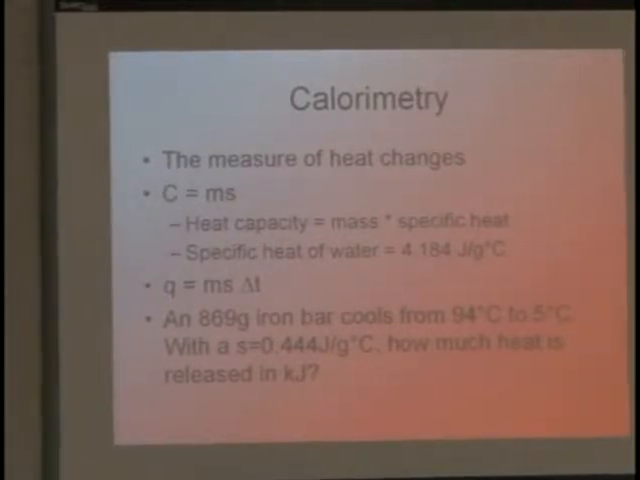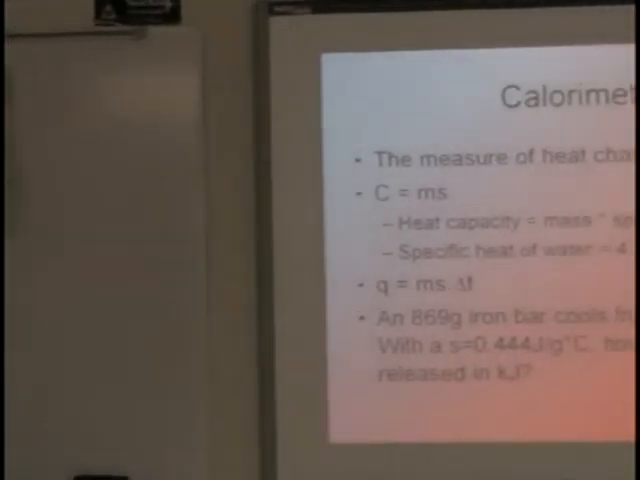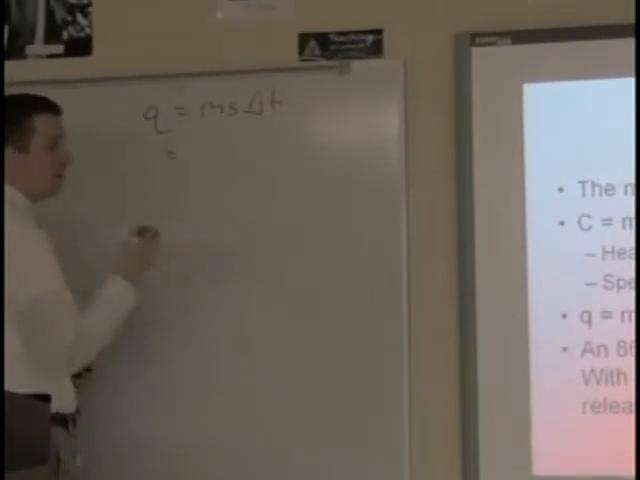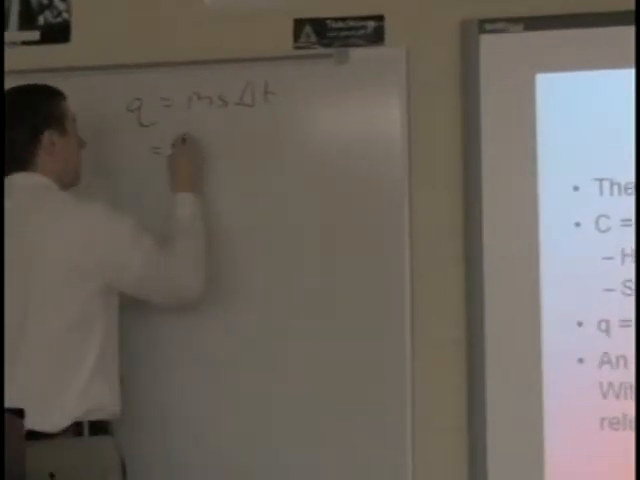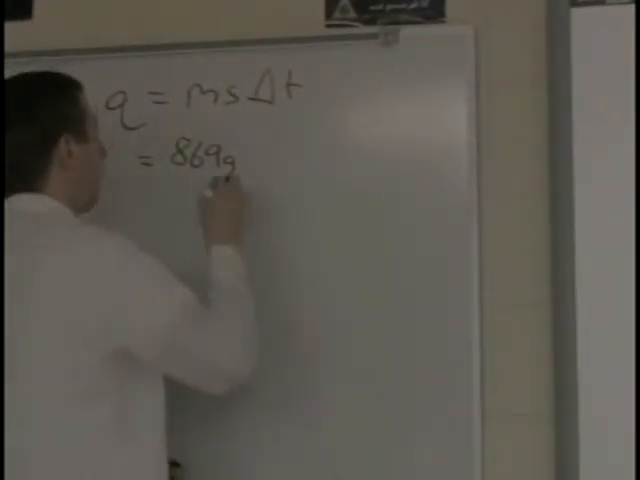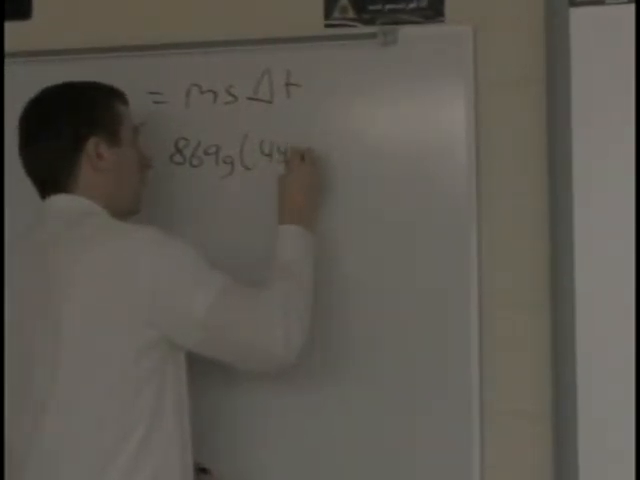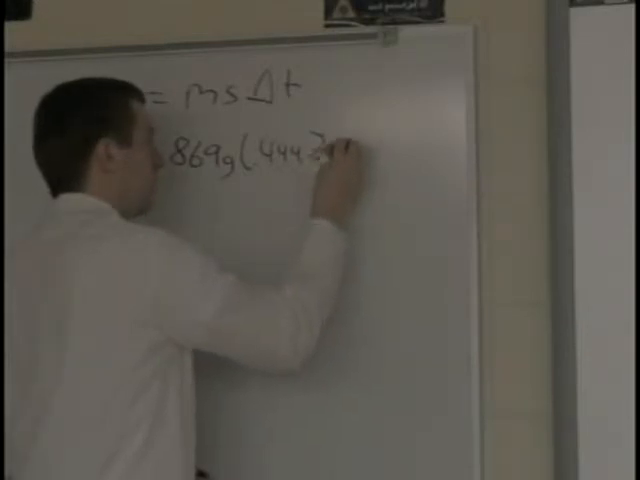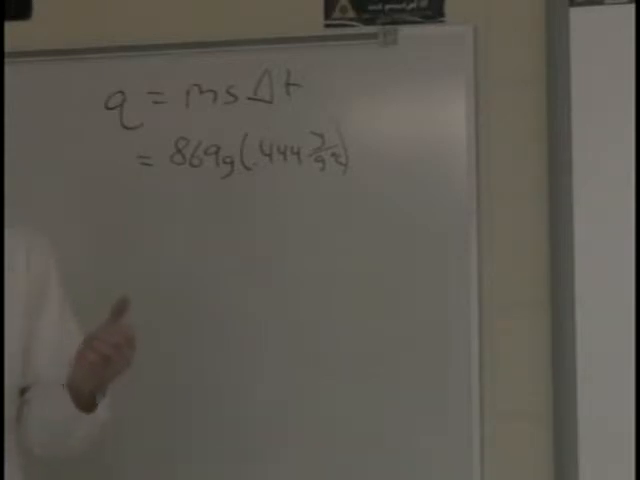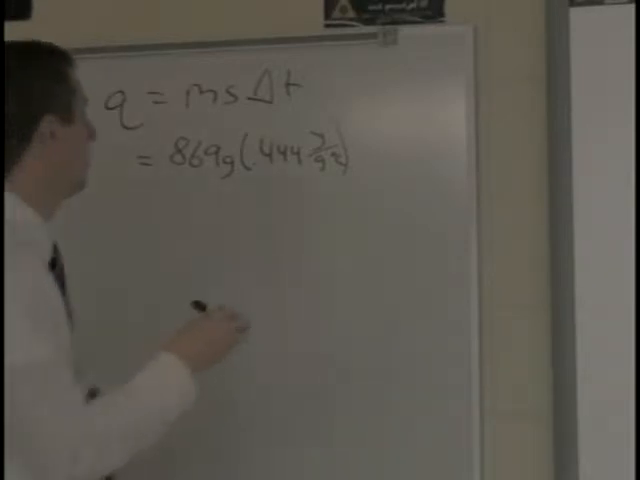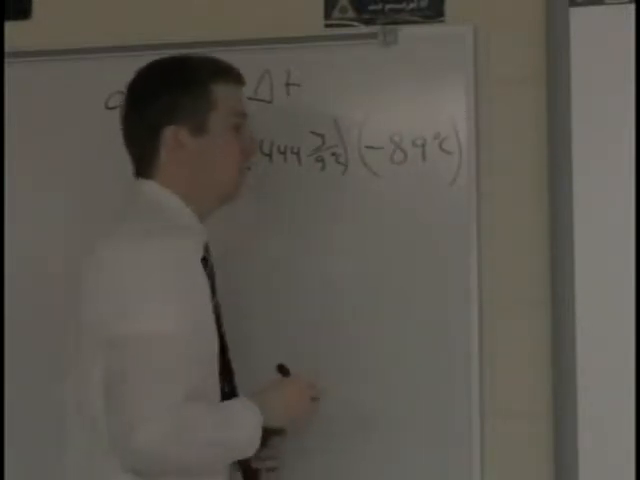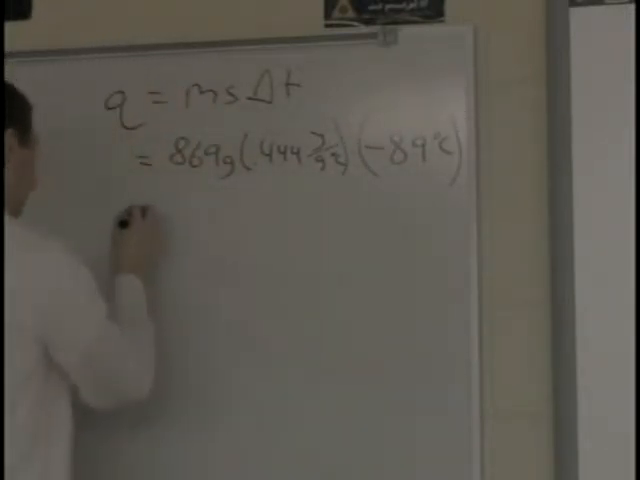If we do this one on the board, I would start off with Q equals msΔT. My mass in this question is 869, and that's grams. The s value is 0.444, and that's joules per gram degree Celsius. ΔT, once again, you would take final minus initial. So originally, this is going to give me negative 89 degrees Celsius, because 5 minus 94 would give me that.